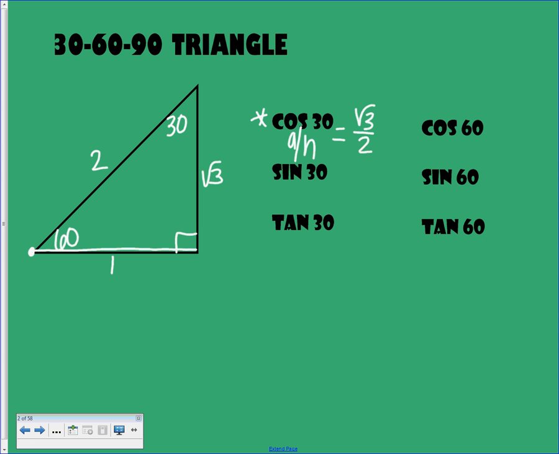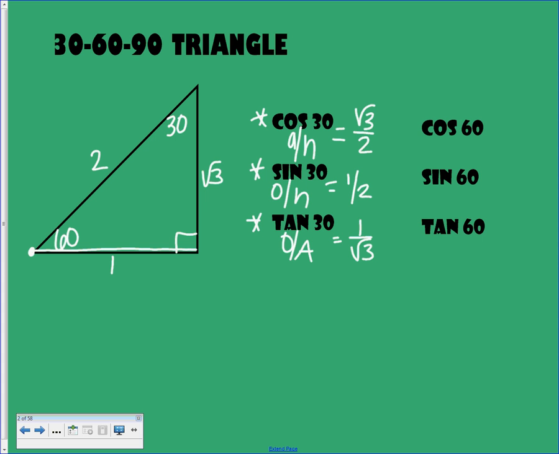Now if I do the sine of 30, sine is opposite over hypotenuse. So opposite my 30 is my length of 1, and my hypotenuse is still 2. So I know the sine of 30 is a half. And then tangent is opposite over adjacent. So opposite here is 1, and then my adjacent is the square root of 3.